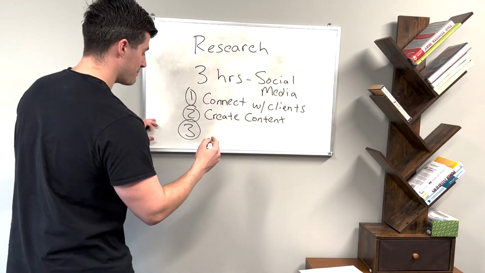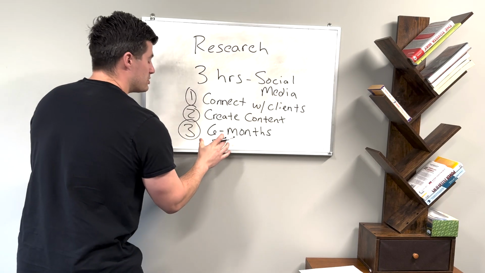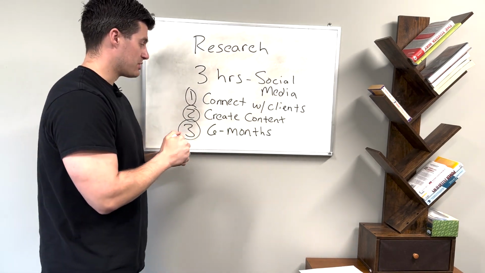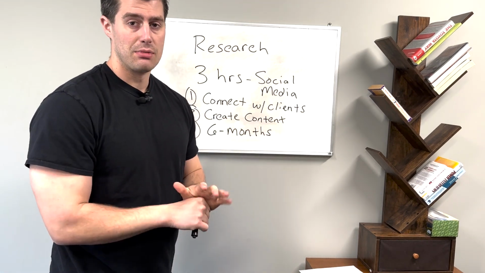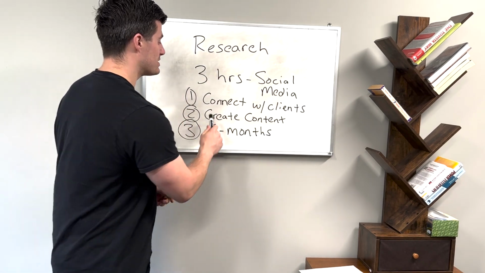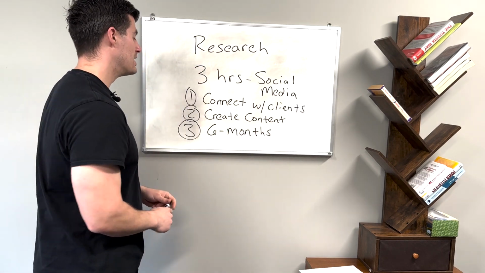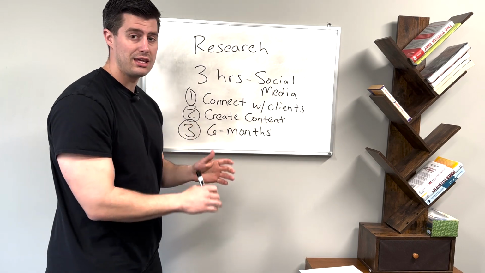And then the third step is this is a 6-month plan. So you cannot do this for 1 month and think that you're going to see results. You need to do this for at least 6 months. And you need to do all three of these things simultaneously. So you're going to continue connecting with clients, you're going to continue creating content, and you're going to do this long term for at least 6 months.